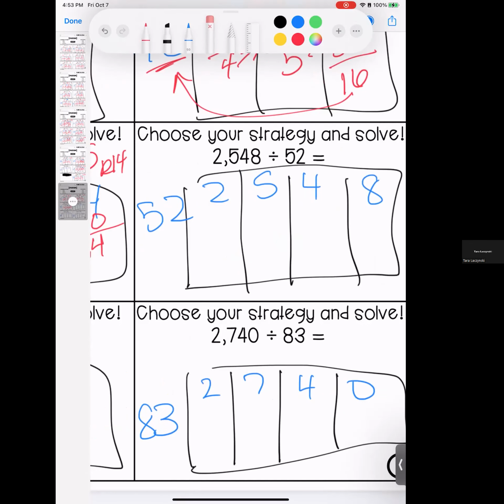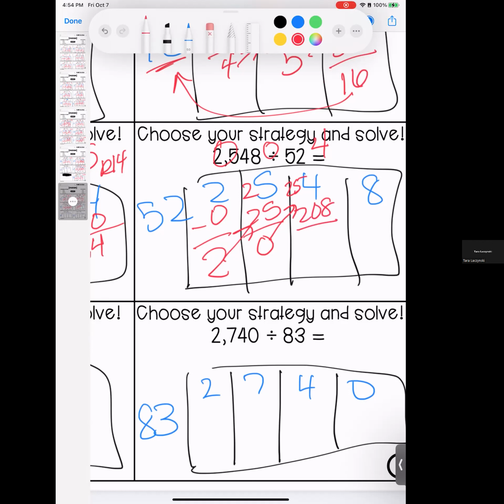52. Use your skip counting skills. 52 is very close to 50. I can use that as an estimate. We know that it's not going to divide into 2. It's not even going to divide into 25, but it will divide into 254. The closest that I can get is 4 times, thinking 4 times 50 is 200. 4 times 52 is 208.